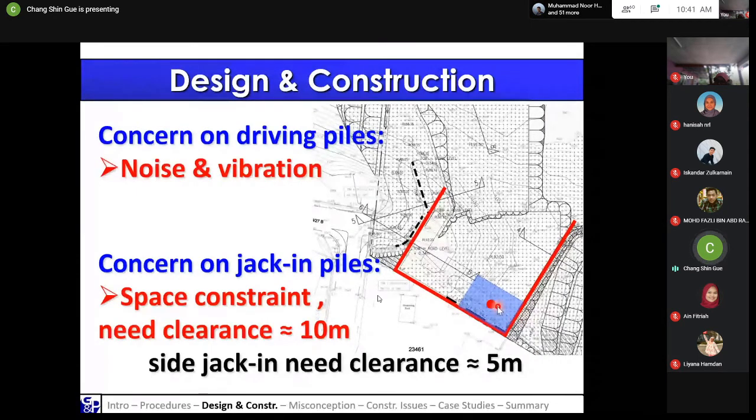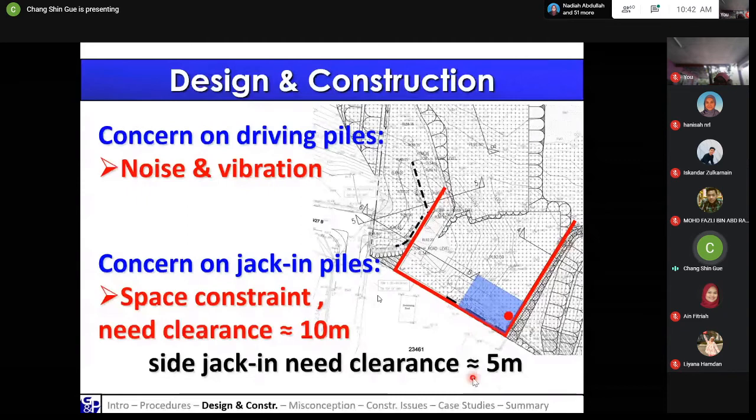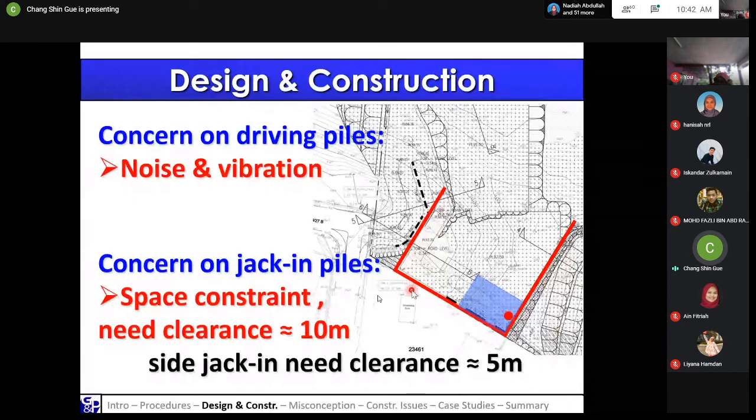So if, for example, your house is actually very close to your site boundary, we can still do what we call a site check-in, which means that you move the lever arm of the check-in to the side. But then, even if you use site check-in, you have to reduce your power capacity because of relying on the lever arm, but you still need a clearance of 5 meters. So these are also some issues when you are using check-in piles.